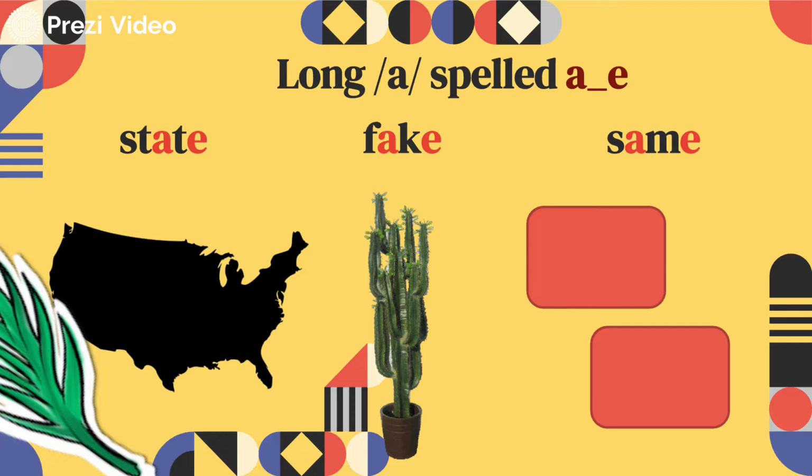And the last word is the word same. As you can see here, I have the same shape. These are two rectangular shapes, and they are the same color and same size.